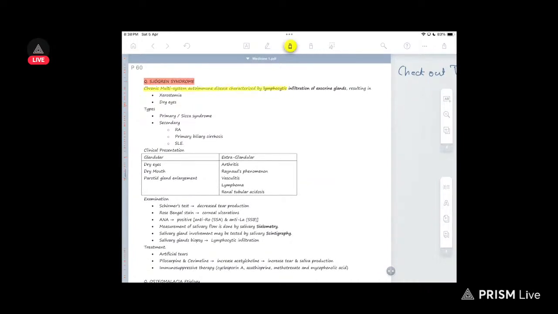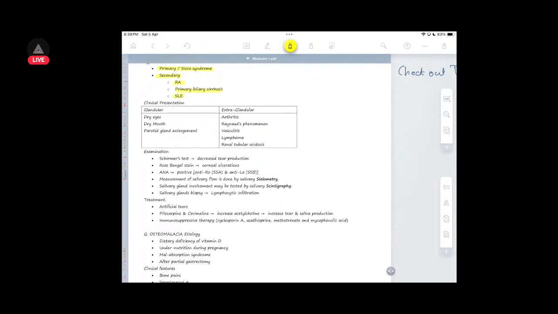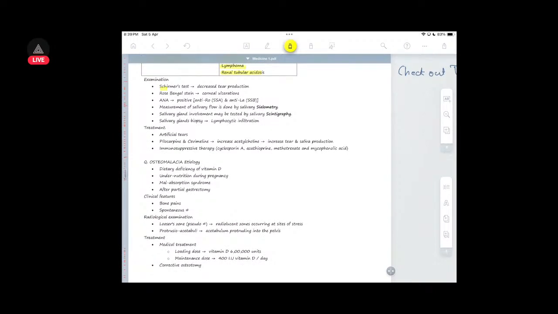Sjogren syndrome is a chronic multisystem autoimmune disease characterized by lymphocytic infiltration of exocrine glands resulting in xerostomia and dry eyes. You have primary and secondary Sjogren syndrome, secondary to rheumatoid arthritis, primary biliary cirrhosis, and SLE. So dry eyes, dry mouth, parotid enlargement, arthritis, renal involvement, vasculitis, lymphoma, and renal tubular acidosis. In examinations you have Schirmer's test, which shows decreased tear production, rose Bengal stain for corneal ulceration, antinuclear antibody, anti-La, anti-Ro, and measurement of salivary flow. Salivary gland function can be assessed by scintigraphy, and biopsy for lymphocytic infiltration can be seen.